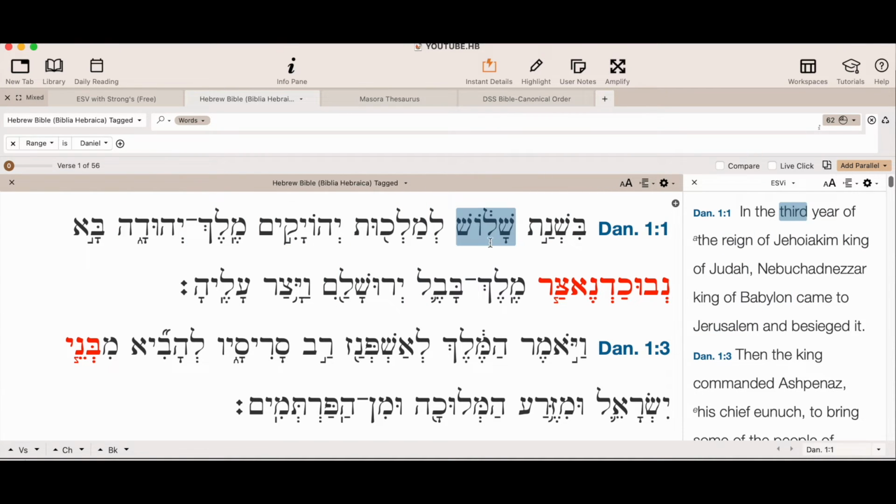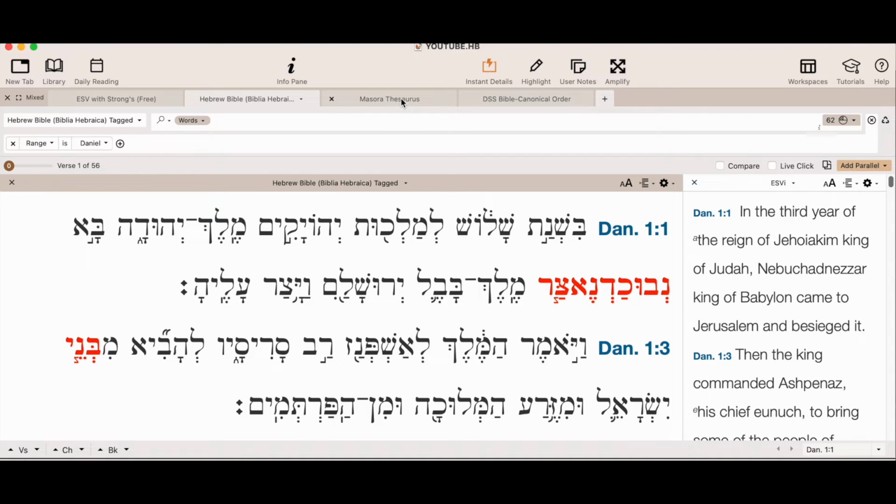So we've got bishnat shalosh, in the third year, lemalchut. Okay, now le is the preposition, and then we've got malchut, which is going to be the feminine singular construct, meaning kingdom. So in the third year of the kingdom of, lemalchut, of the kingdom of, okay?